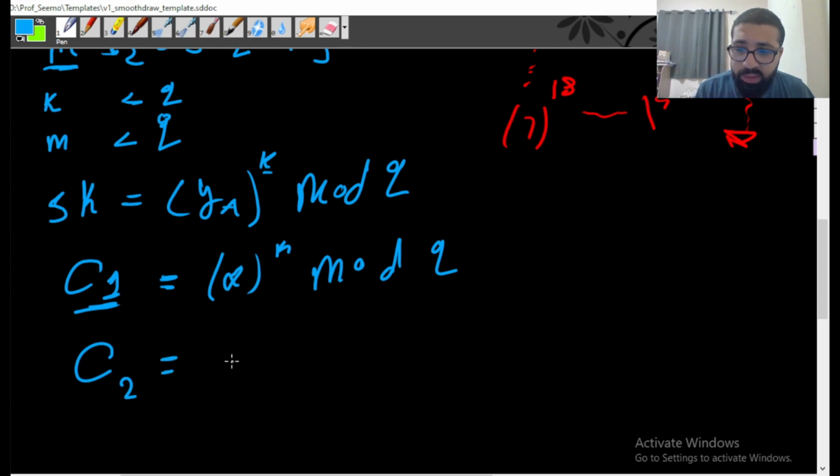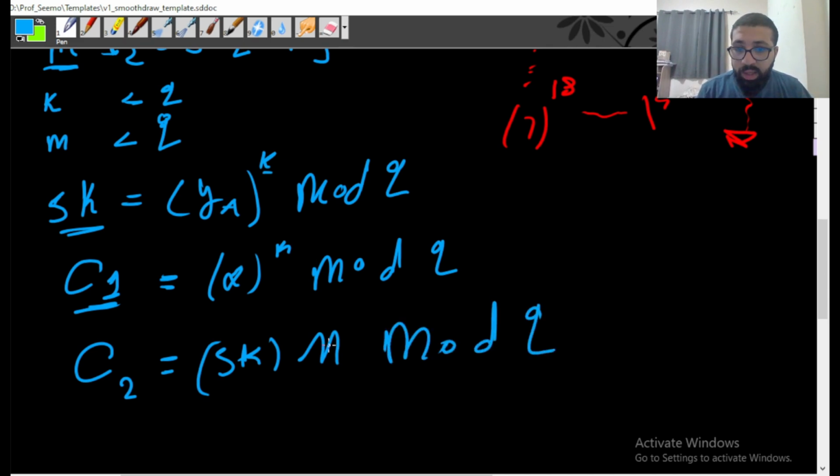So what would be C2? C2, assume it as the ciphertext. So we'll take the SK times the message mod Q. If we look at this point of view, where C1 is the private key, sorry, C1 is like the public key of Bob, and C2 is the ciphertext. To be very simple, I think I made a mistake saying that this is the private key. I'm sorry. This is like the public key of Bob.